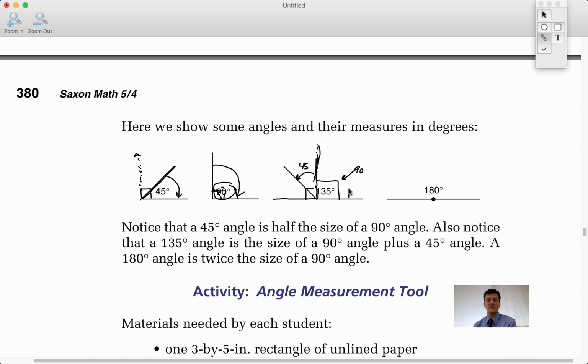So to go from this side of the angle all the way to that side, I went through 90 degrees, and then I added another half of 90. So 90 and 45 is the 135 that they're showing you there. And anytime you go from one side of the line all the way to the other side of the line, if you sweep through that angle like that, that is 180 degrees, to go all the way from one side to the other side.